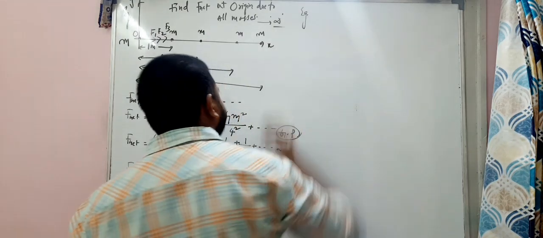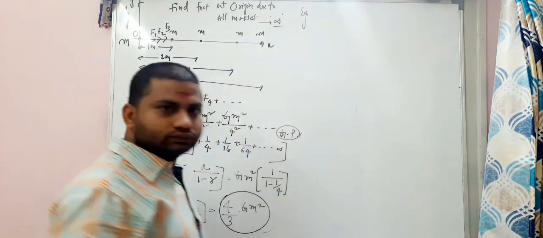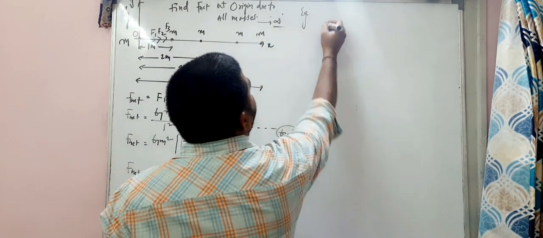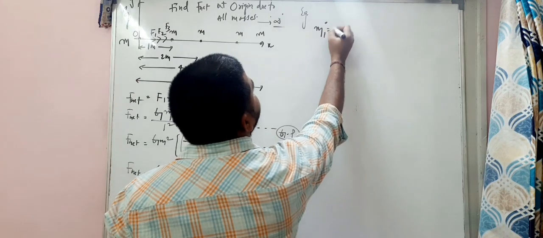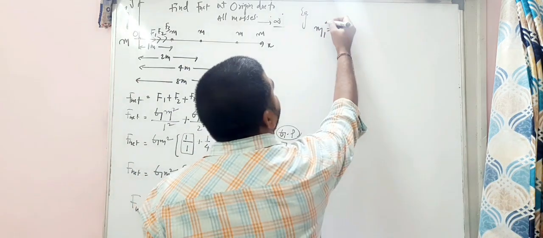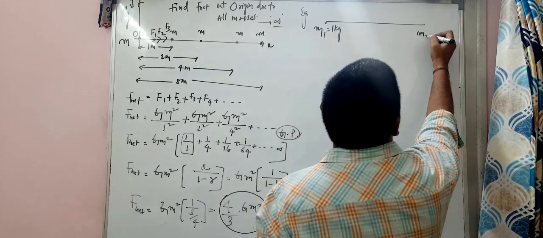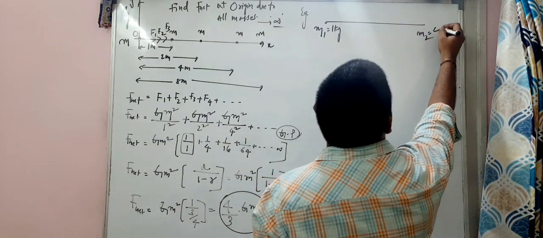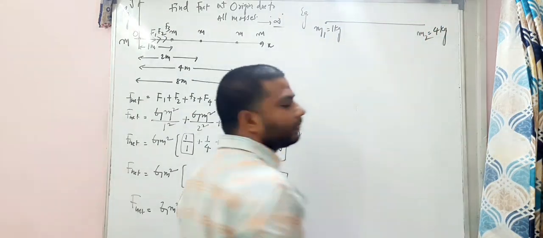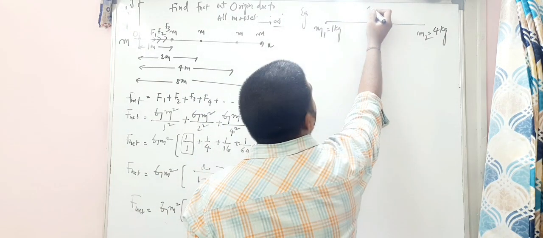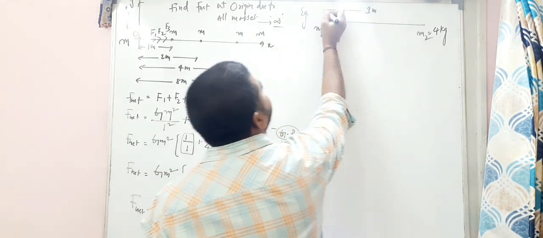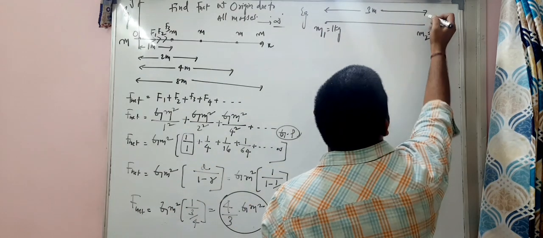So one more question. There is a mass M1 which is 1 kg, and a mass M2 which is 4 kg. They are just kept at a distance of 3 meters. Carefully note, 3 meters.